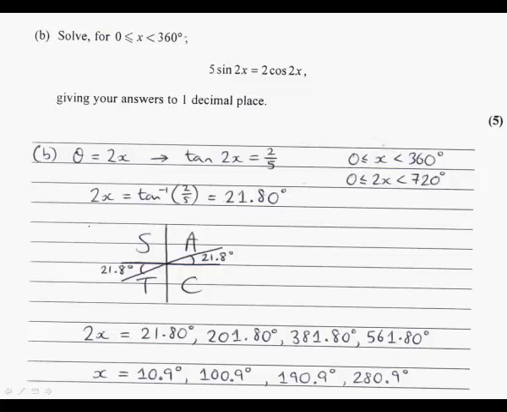So 2x is the inverse tan of 2/5, which is 21.80. Using our CAST diagram, we have an angle at 21.8 degrees in the A section, but we also have an angle of 21.8 degrees in the T section, since 2/5 was positive. So 2x is 21.8, going around another 180 degrees, it's 201.8, going around again, it's 381.8, and finally 561.8, and now we can divide those all by 2 to get 10.9, 100.9, 190.9, and 280.9.